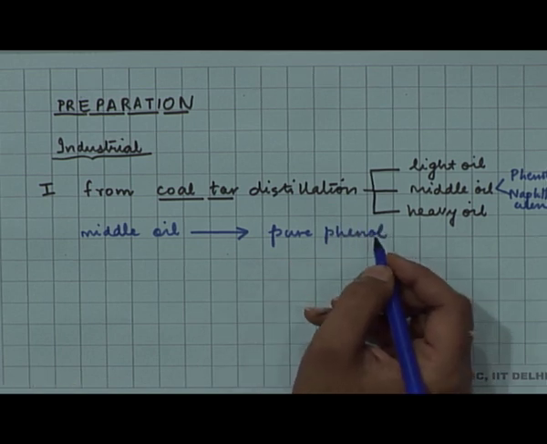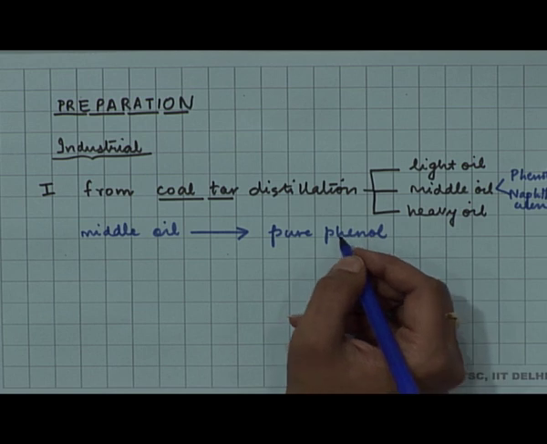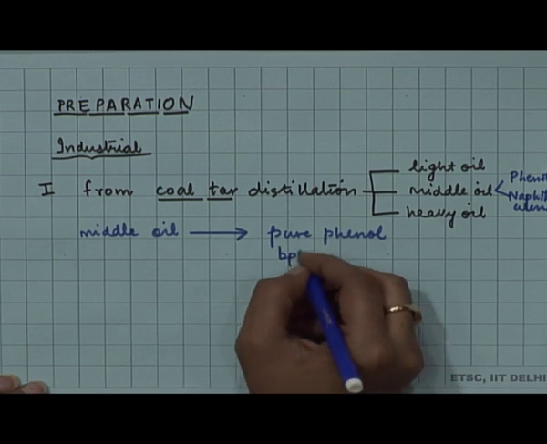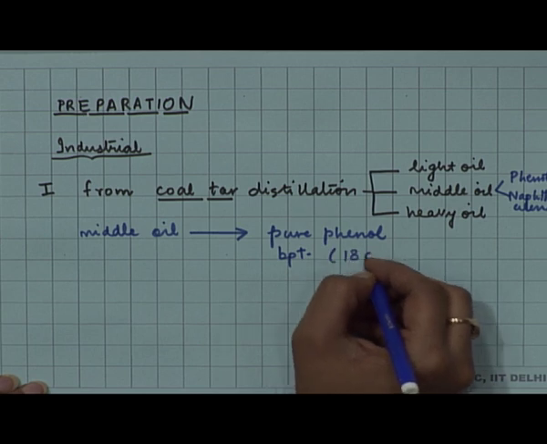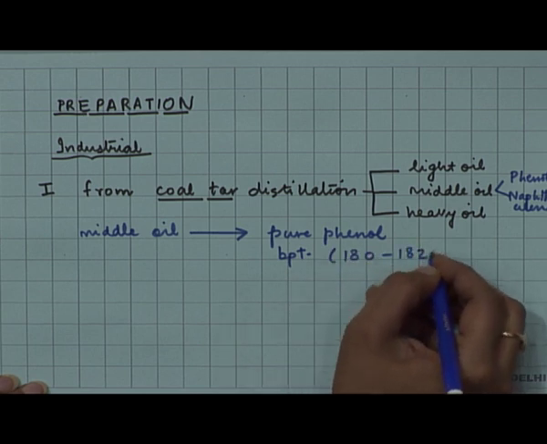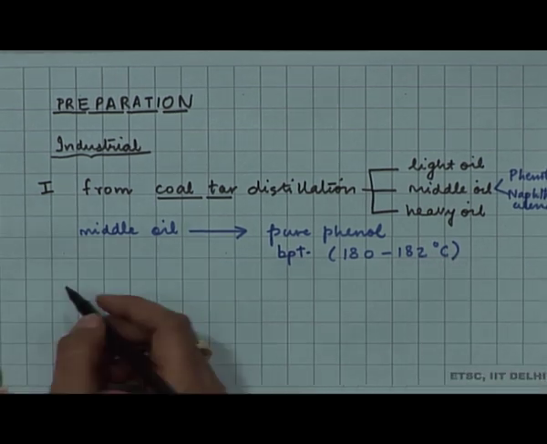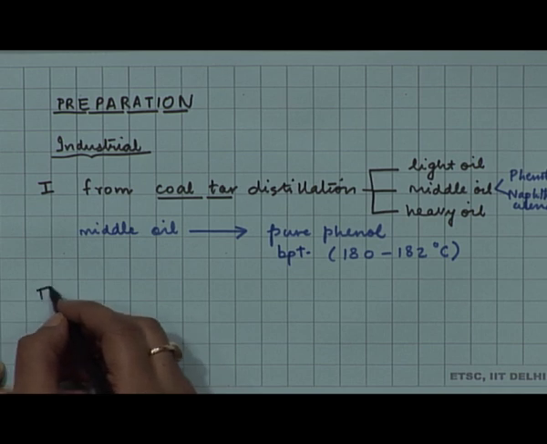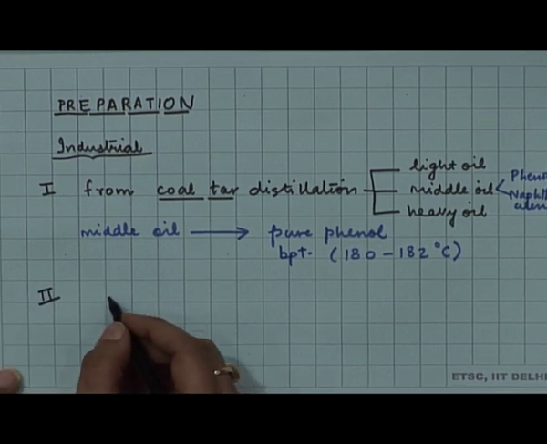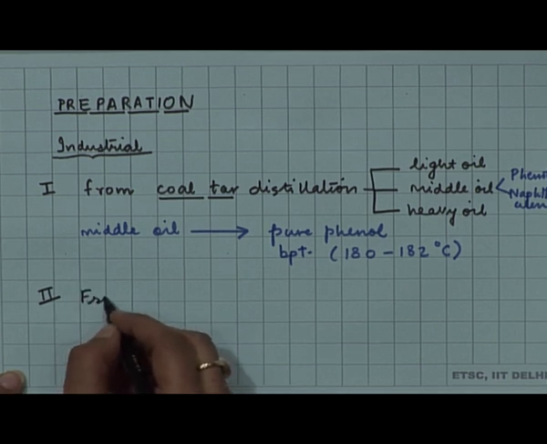So, this is the industrial scale isolation of phenol, and the boiling point of pure phenol lies in the range 180 to 182 degrees Celsius. Another method on an industrial level for the preparation of phenols is from chlorobenzene.